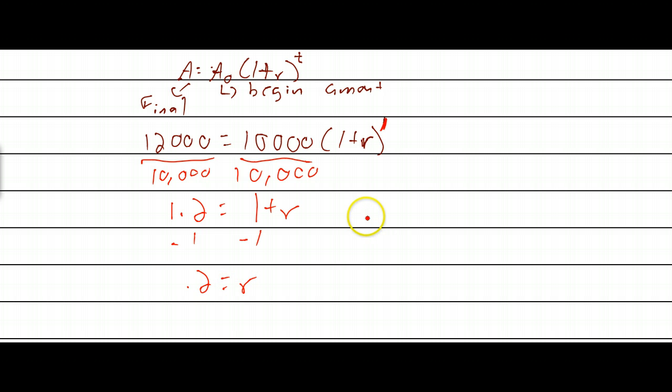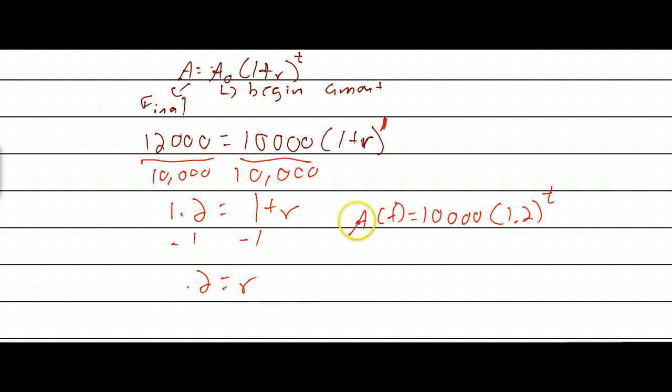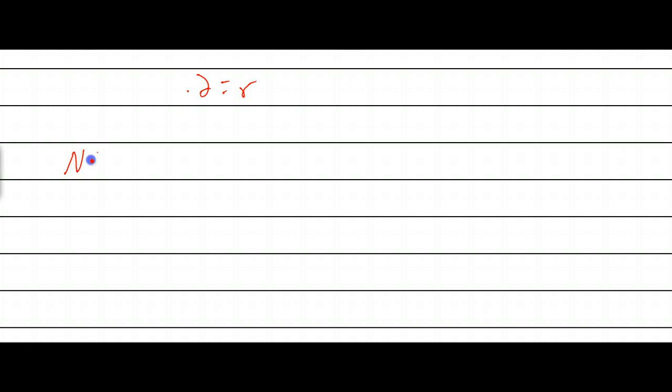Alright, so the equation, your A of t now is going to be 10,000 times 1.2 to the t power. So that's the function A. Oh, it's going to be N of t, my bad. We only change one thing: we change that just to an N. I guess the N stands for number. So N of t is equal to 10,000 times 1.2 to the t.